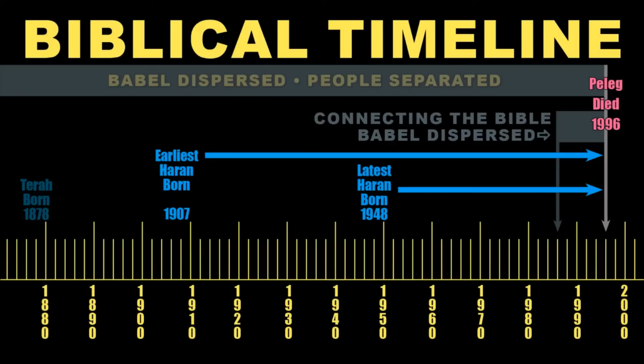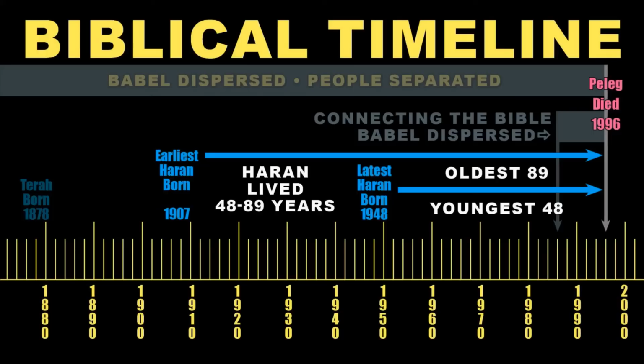It is true that we don't know when Haran died, but we can say that the oldest he lived before his death was 89 years old. Or, if he was born around 1948, the youngest he possibly could have been before he died was 48 years old. His lifetime was anywhere between 48 to 89 years of age. And now we're going to tell you why this is important.